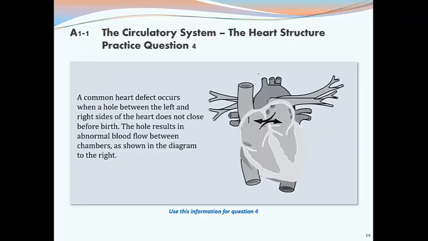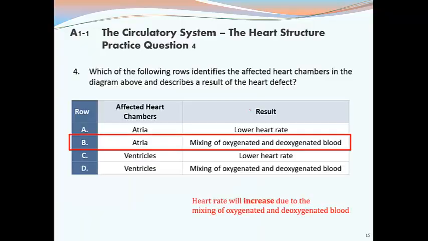So you can see in the diagram that we are looking at the hole happening in the upper part of the heart where we would find our atrium. So the atria are where the affected heart chamber is happening. That's where the hole is. And what would be the result of this?